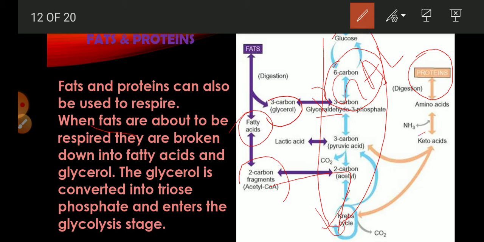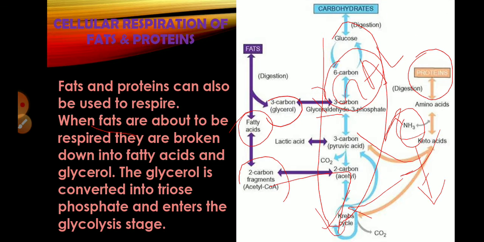Protein can also be broken down into amino acids. The amino group is released and the rest changes into keto acids. These keto acids can move directly into the Krebs cycle, or change into pyruvic acid, and then pyruvic acid moves into the Krebs cycle. The amino group moves to the liver for deamination, as we know the liver performs the function of deamination.